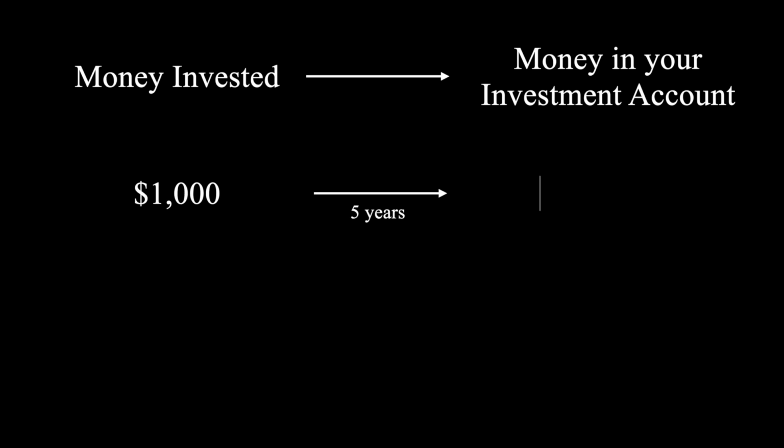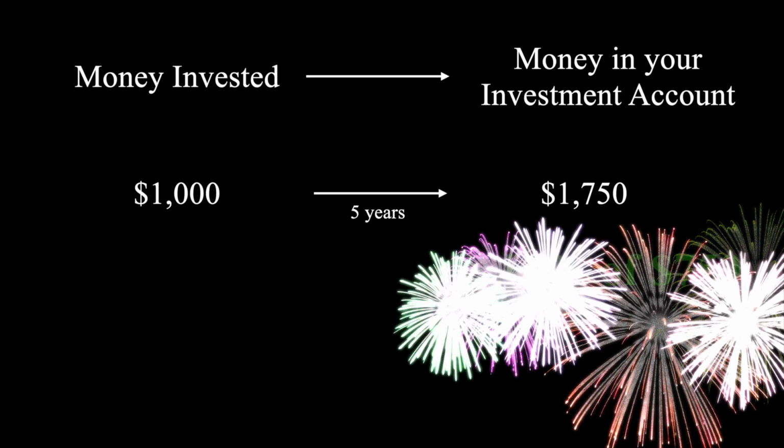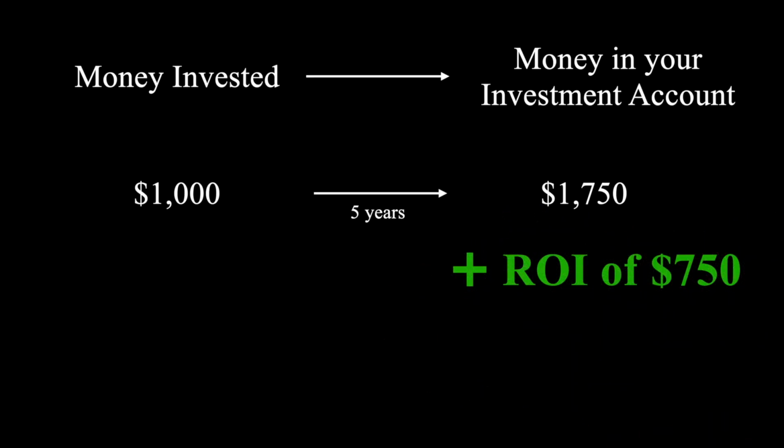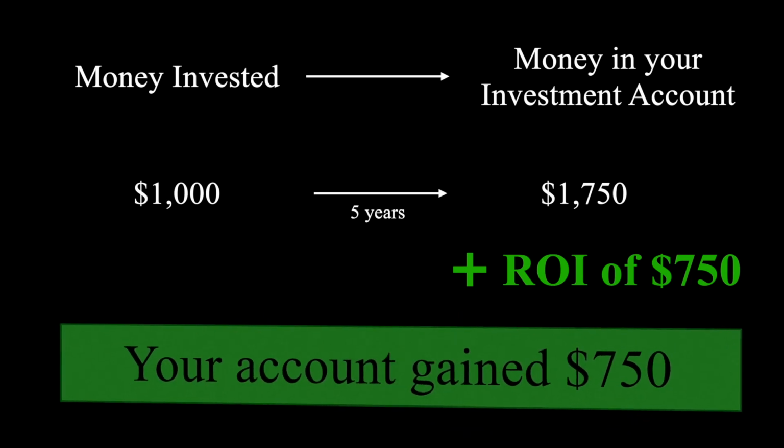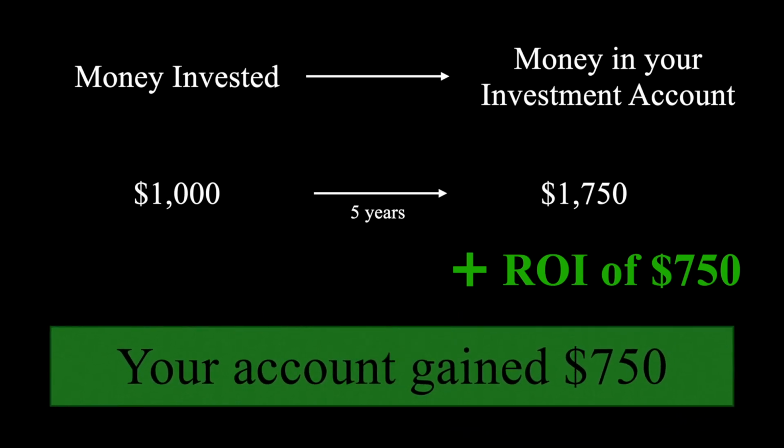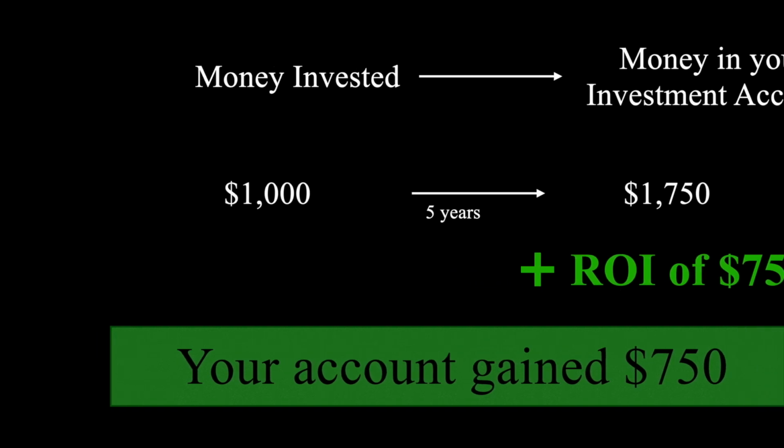Let's do one more example, and let's say you invested that $1,000, and then 5 years go by, and now the account is at $1,750. Well, that's just going to be a positive ROI of $750. And that just means your account gained $750. So as you can see, the ROI calculations are very, very simple to make. It's just looking at the initial money you invested and then looking at how much money is in the account now and did it grow or shrink.